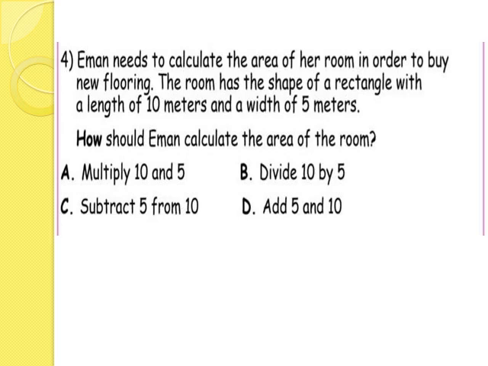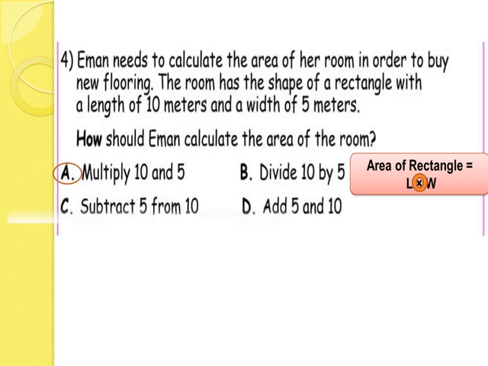Number 4. A man needs to calculate the area of his room in order to buy new flooring. The room has the shape of a rectangle with a length of 10 meters and width of 5 meters. So I have here a rectangle with length 10 and width 5. How to calculate the area? By multiplying 10 by 5, or dividing 10 by 5, or subtracting 5 from 10, or by adding? You remember the rule of area of a rectangle? Excellent, it was multiply. So the answer is number A.